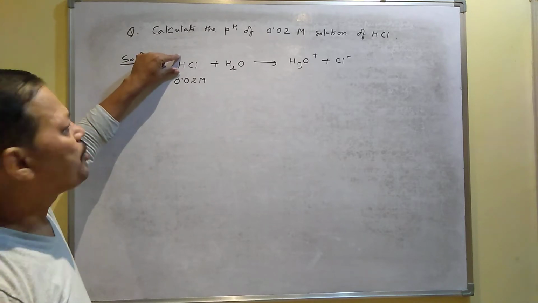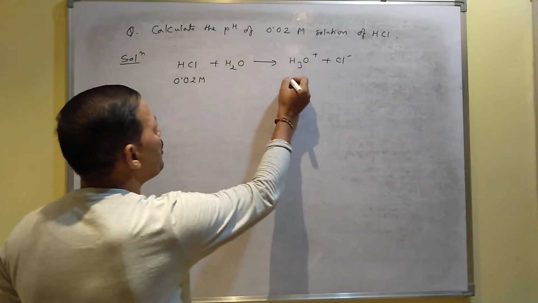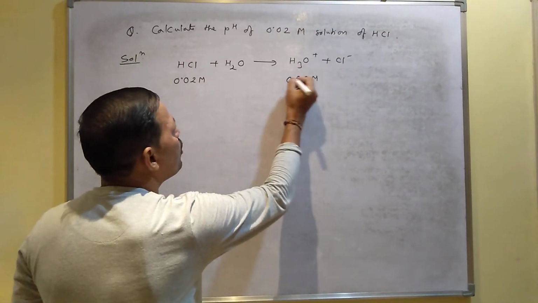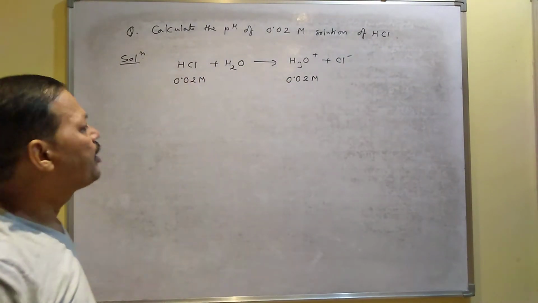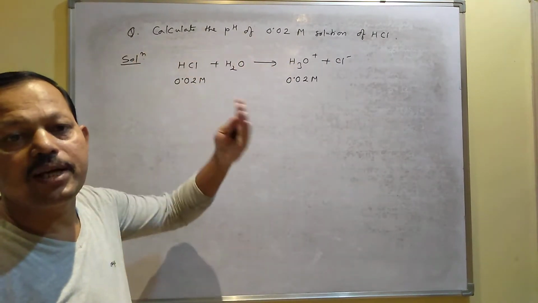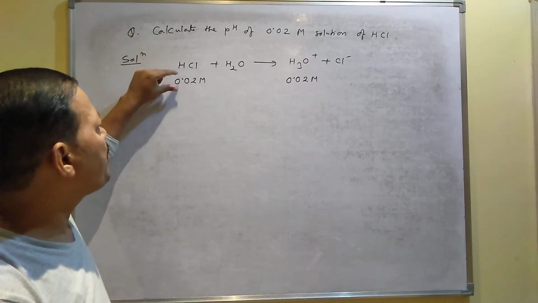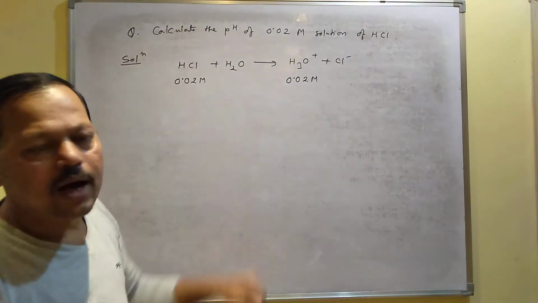Since it is a strong electrolyte and since it is 100% ionized, the concentration of hydronium ion will be 0.02 molar. But if it is a weak electrolyte, then the concentration of the acid is not equal to the concentration of hydronium ion, because weak electrolytes are partially ionized. So since it is strong, the concentration of acid is equal to the concentration of ions.